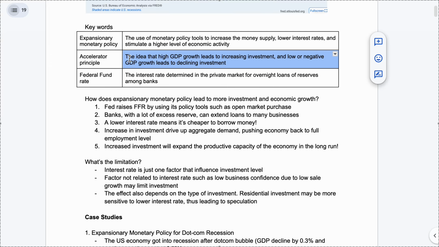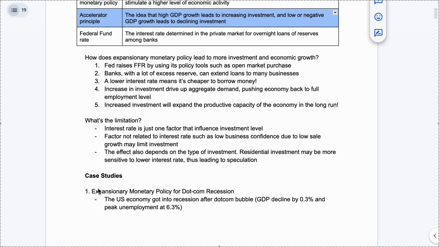Okay, the idea that high GDP growth leads to increasing investment and low or negative GDP growth leads to declining investment, which is a very important factor. Of course, it's not denying the importance of interest rate in influencing the investment level, but it is saying that there are other important factors such as sale growth, which can be represented by GDP growth in macro scale.